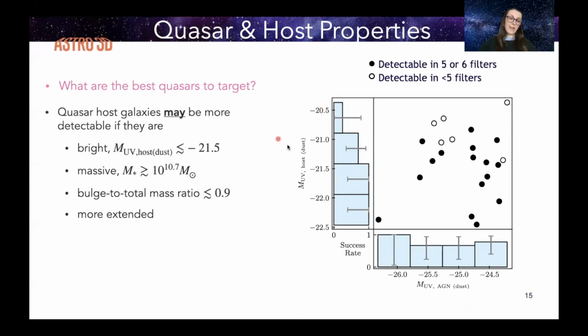So what we find is that quasar host galaxies may be more detectable if they're bright, massive, have relatively low bulge to total mass ratios, and are more extended. However, with our large error bars from our small sample size, none of these trends are actually statistically significant.